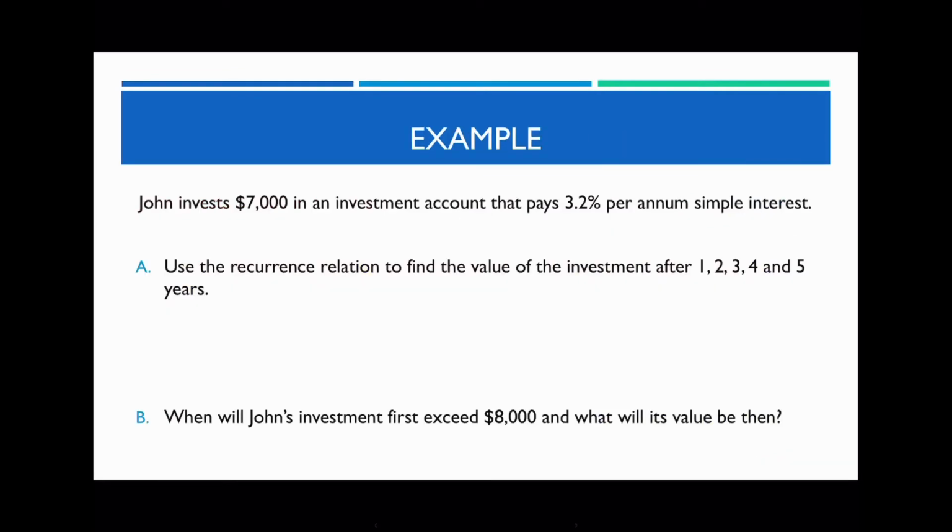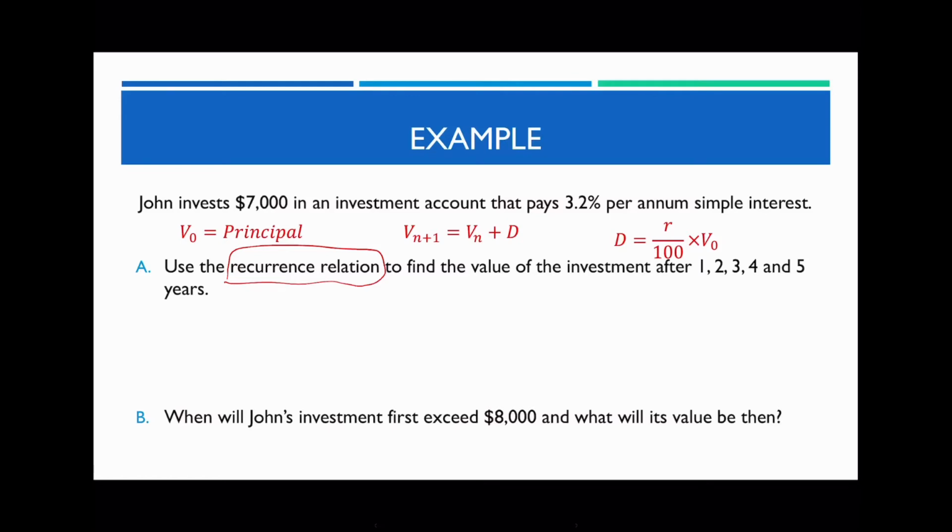I've got an example on this slide, and it reads: John invests $7,000 in an investment account that pays 3.2% per annum for simple interest. The first part of the question wants us to use the recurrence relations to find the value of the investment after 1, 2, 3, 4, and 5 years. If you were to use the explicit formula, you're not going to get any marks at all, because the question specifically wants you to use the recurrence relations. Remember, this is the general formula over here, so let's use it to solve the problem.